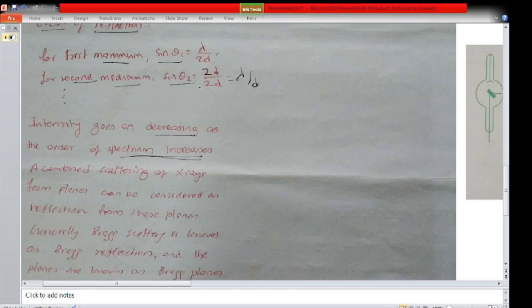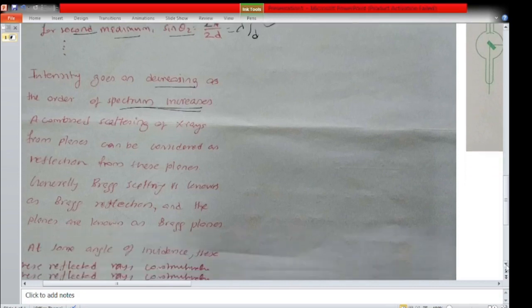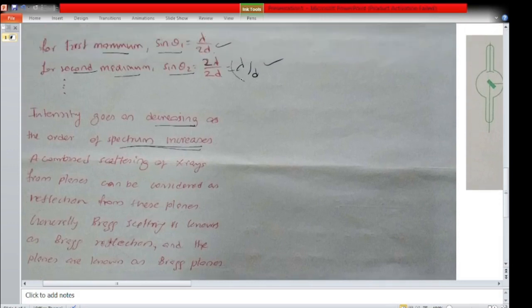Here it is lambda by 2d, but when it comes here, it is lambda by d only. Okay. So if the order is going to increase, then the intensity also will be reduced. That you keep in mind. Here it is only sine theta. Okay, this is only sine theta that is going to decrease anyway. So here the intensity will be decreased when the order of the spectrum increases.